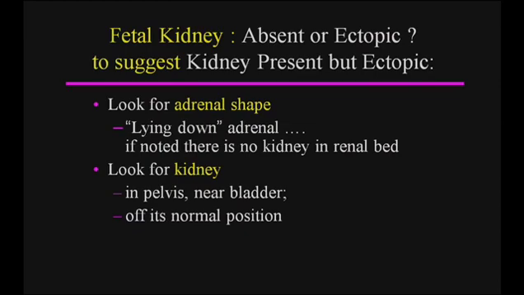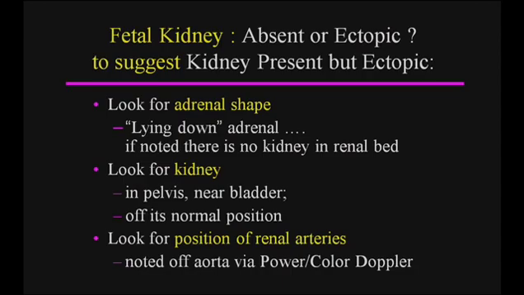One should look for the kidney in the pelvis, and one may be fortunate if there's fluid in the bladder to evaluate this, because if it's just collapsed small bowel in a given zone, one may not be able to see the kidney. The kidney may be obscured. And one should look if the kidney is not in normal position. One of the ways of handling that is to look for the position of the renal arteries, whether it's aided by power Doppler or color Doppler.